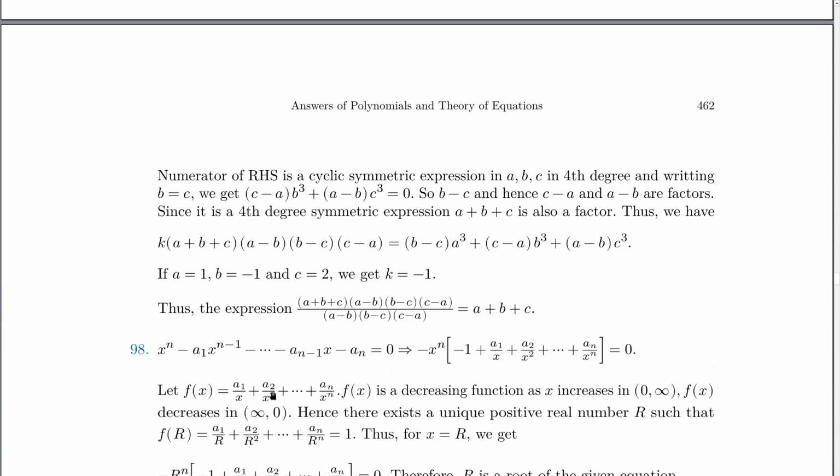Now this is a decreasing function as x increases in the range of 0 to infinity. As x increases, the sum of terms will decrease. That means f(x) decreases in 0 to infinity. Hence, there exists a unique positive real number r such that f(r) = 1. Thus, for x = r, we get that r^n times the bracket is equal to 0. Therefore, r is the root of the given equation.